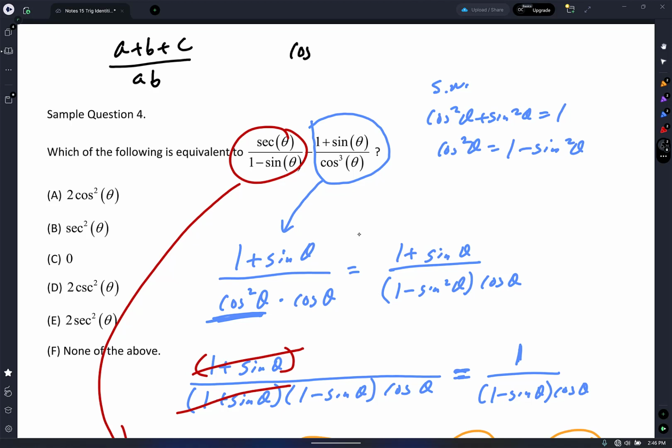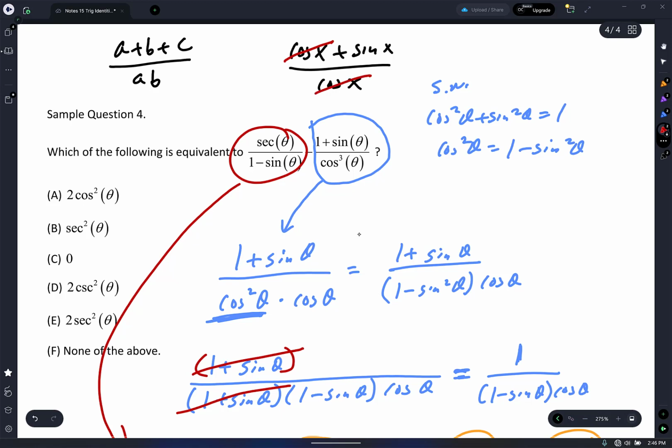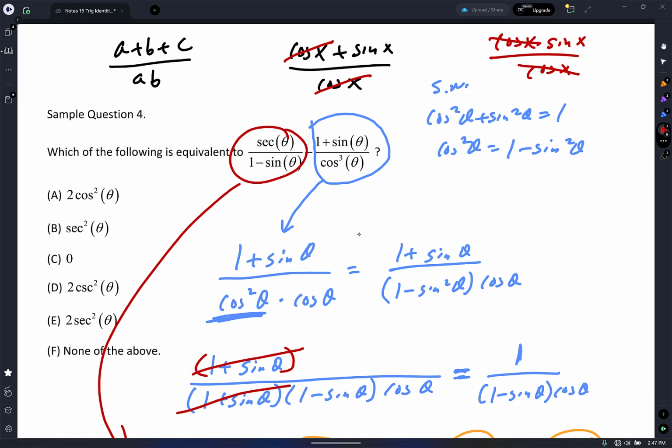You guys will do cosine x plus sine x divided by cosine x. And I'll see you guys go bam, bam. Don't do that. The only time you can cancel is if you have a product and you're dividing, because product and division are inverse operations. So now this will cancel like that.